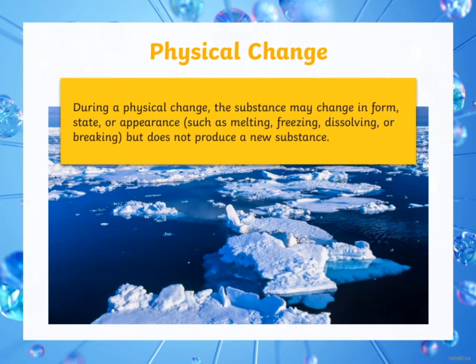Let's talk about physical change. This happens when a substance changes its form, state, or appearance, like melting, freezing, dissolving, or even breaking. But here, the key part, no new substance is created. It's the same material, just looking or behaving differently. Understanding this helps us tell physical changes apart from chemical ones, which actually produce something new.